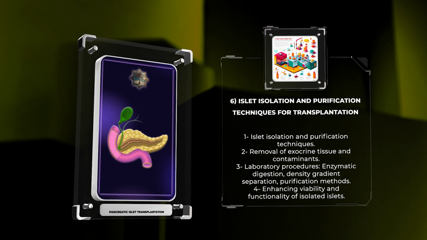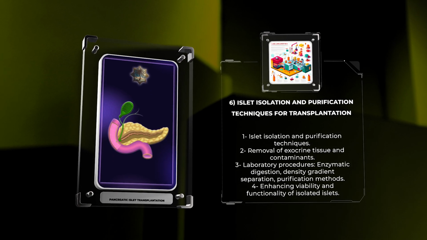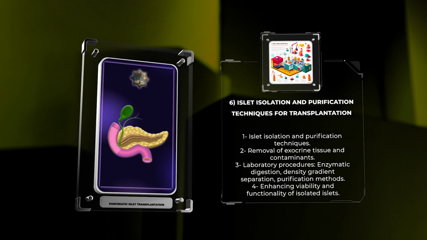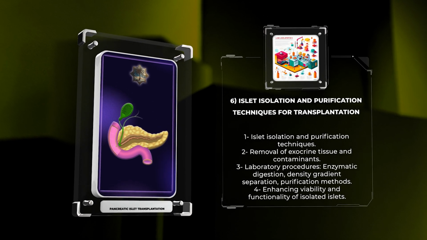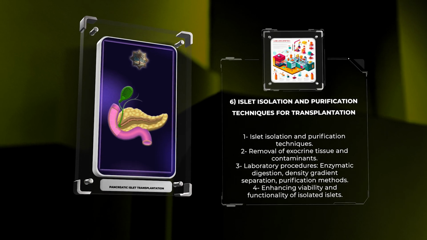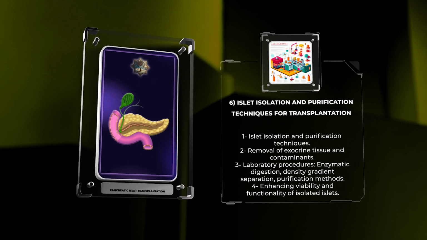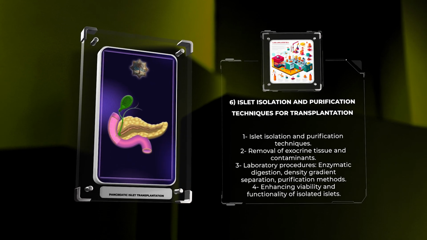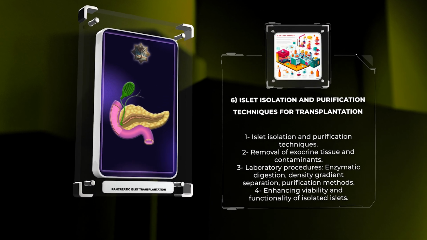After the pancreas has been procured, the islets need to be meticulously isolated and purified to remove residual exocrine tissue and other contaminants. This process, typically performed in a laboratory setting, involves enzymatic digestion, density gradient separation, and selective purification methods. Understanding these intricate techniques and their associated challenges is vital for enhancing the viability and functionality of the isolated islets, thereby improving transplantation outcomes.